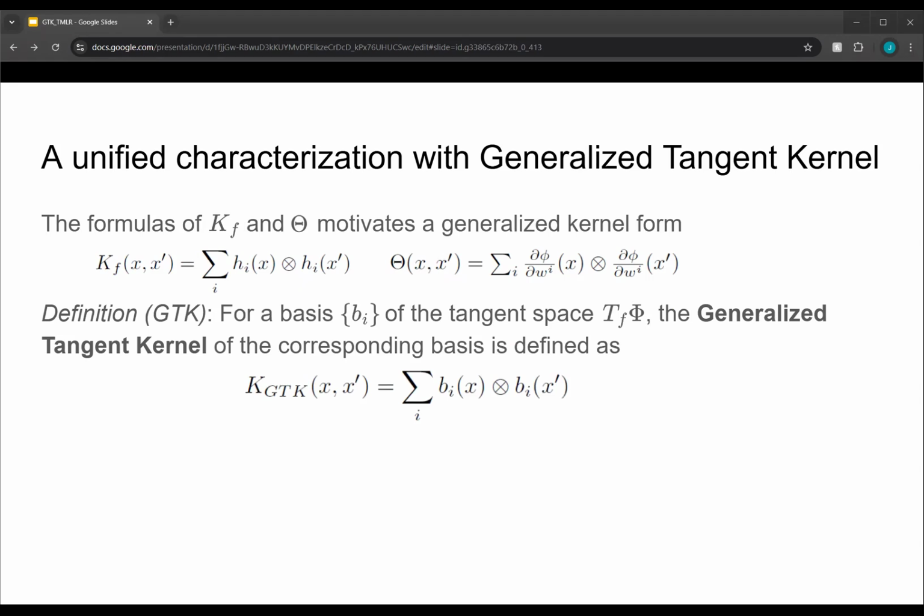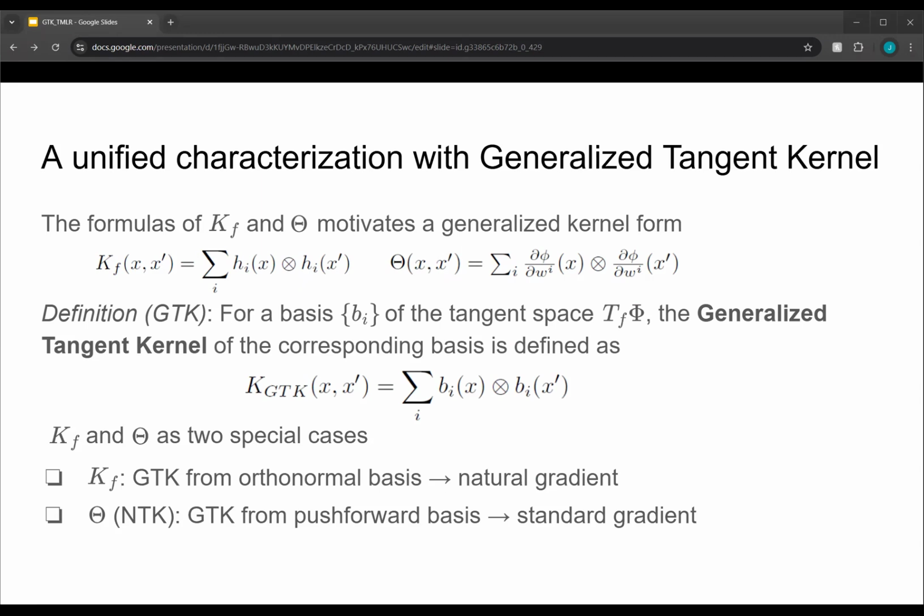This observation motivates a generalized kernel form, which we define as the generalized tangent kernel. For any basis B_i of the tangent space of embedding phi, its corresponding GTK is defined like this. Then K_f and theta are just two special cases. When GTK is defined from the orthonormal basis, we get K_f, which corresponds to natural gradient. When GTK is defined from the default push-forward basis, we get the NTK, theta, which corresponds to standard gradient.